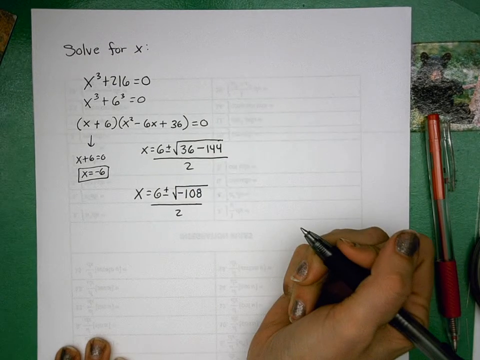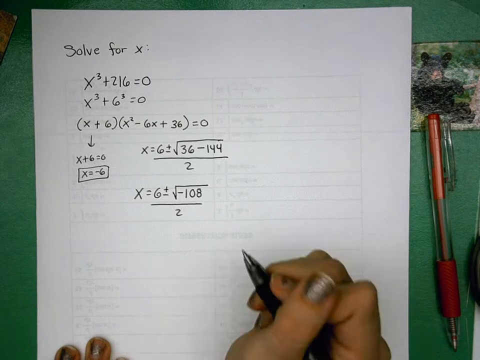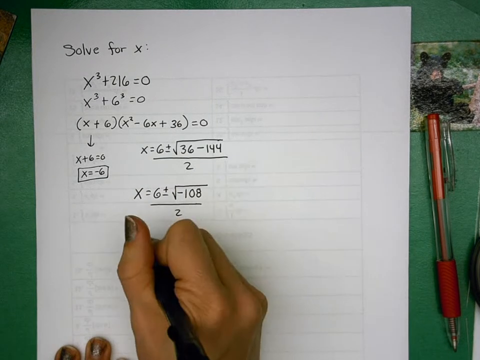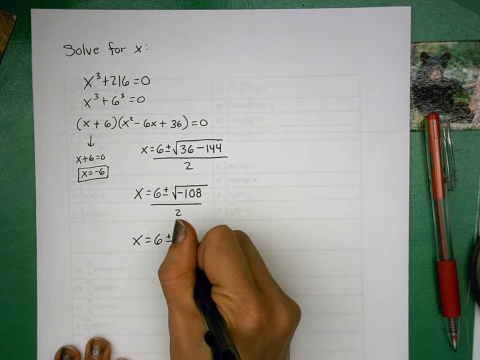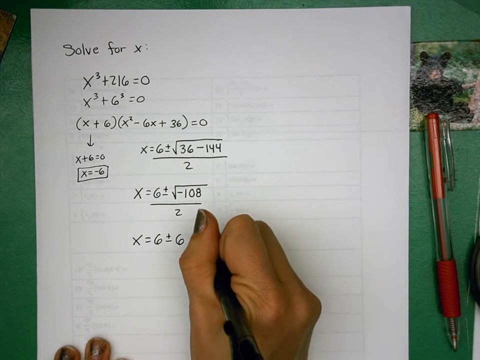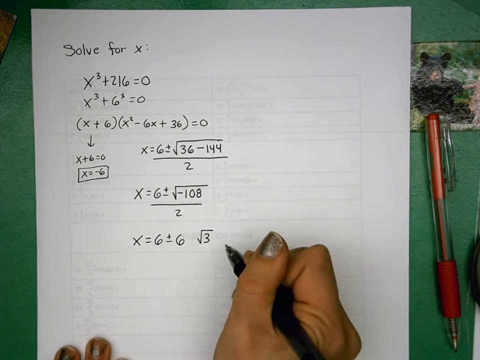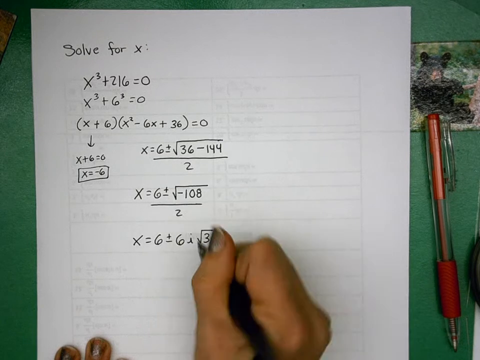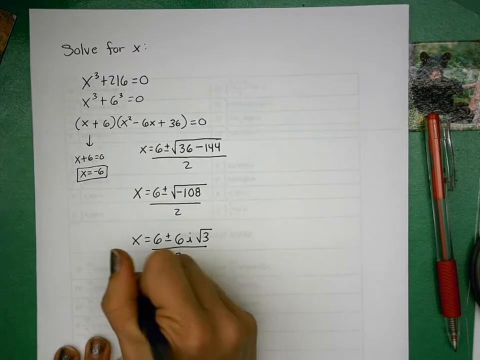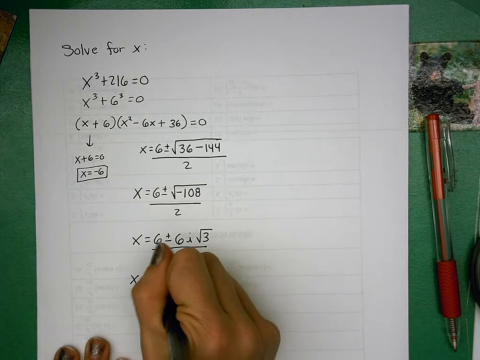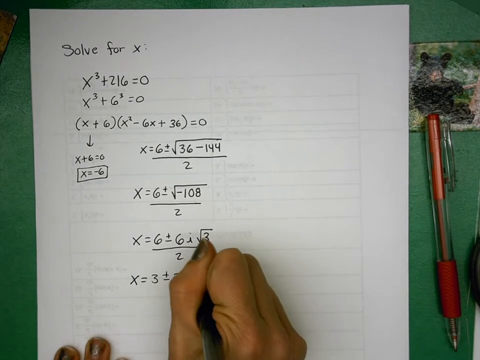Okay, what is the value that comes out of 108? That's a perfect square. That'd be 36. And so we know we have the 6 coming out. And there would be a 3 left over inside. The square root of a negative is i. And then simplifying, 6 divided by 2 is 3, plus or minus 3i root 3.